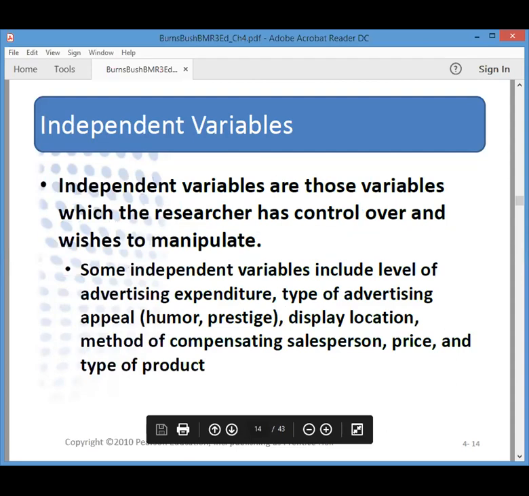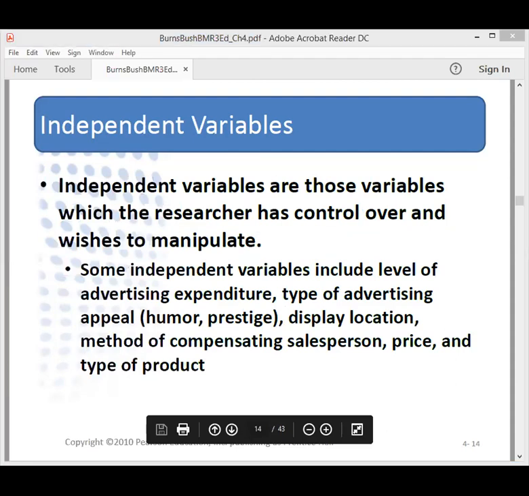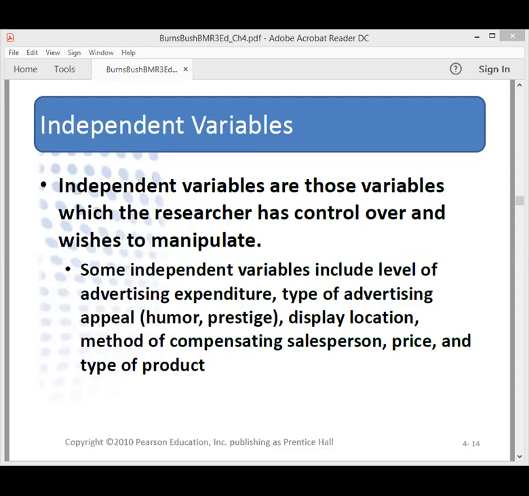So an independent variable is a variable which the researcher has control over and wishes to manipulate. Some examples include level of advertising expenditure, type of advertising appeal, display location, price, type of product. So these are independent variables.